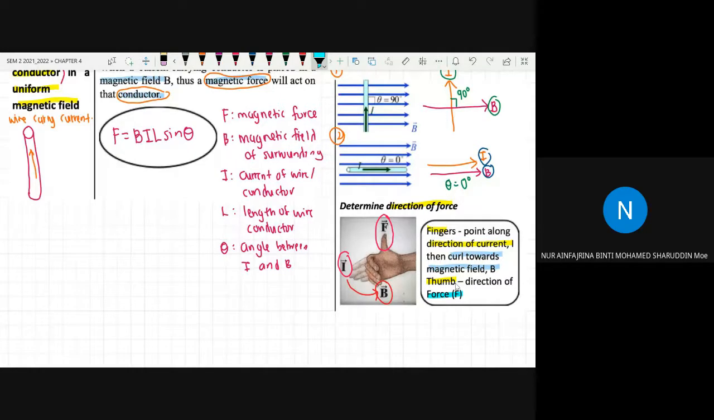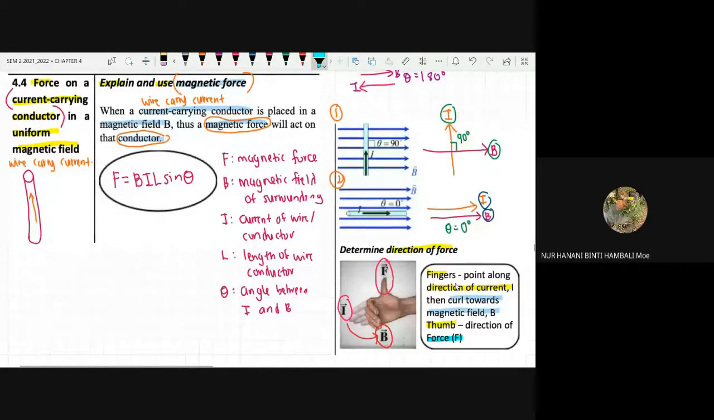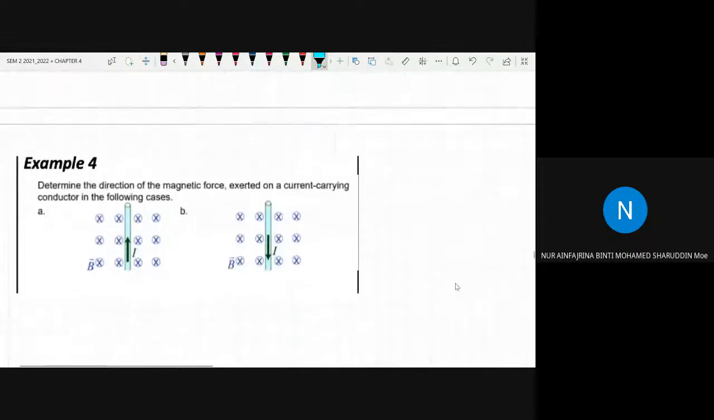Okay, so far clear? Kids, are you guys clear? Yes. Okay, so if it's clear, Miss will proceed with example 4.